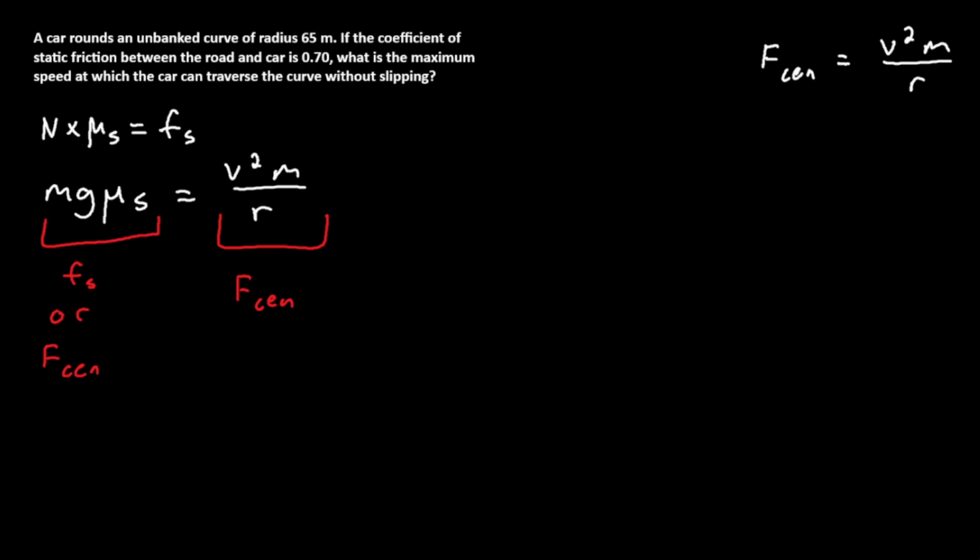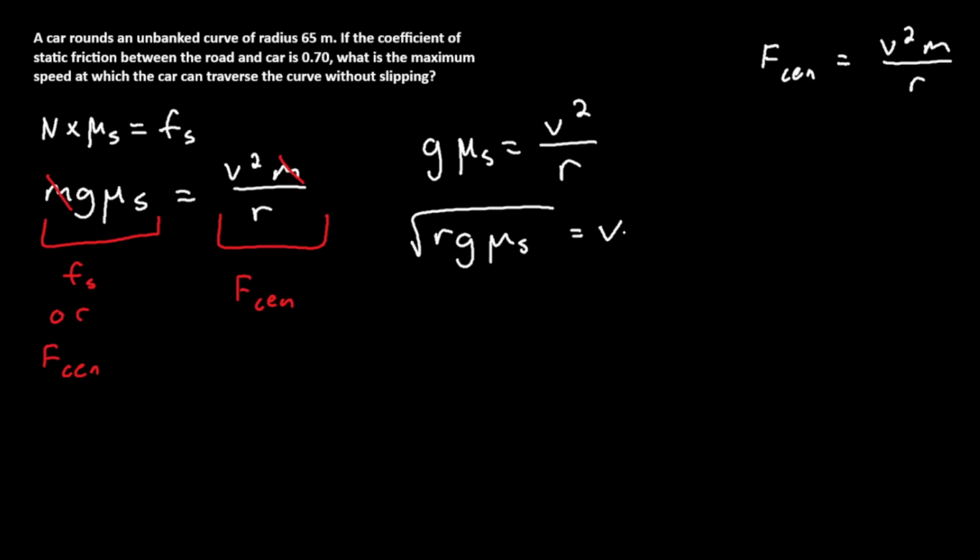What actually happens is, when you were reading this problem, you were probably thinking the mass of the car wasn't given. How do we solve for this? Well, the mass of the car can actually be canceled out on both sides of the equation. So what you get left with is gravity times the static friction coefficient is equal to velocity squared over radius. And if you were to isolate velocity, you would get the square root of radius times gravity times static friction coefficient is equal to velocity. In this case, max velocity.